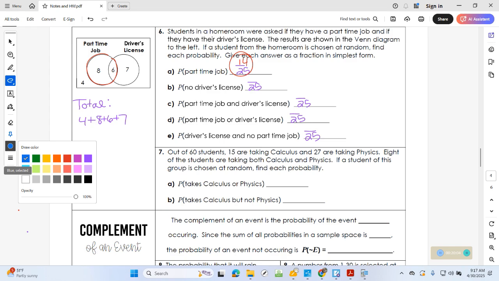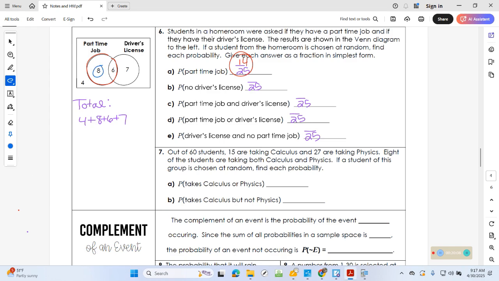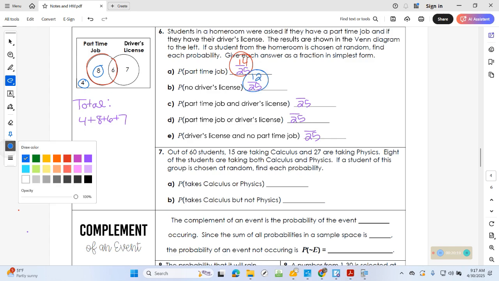How many kids do not have a driver's license? I'm with you on the 8. What else? The 4. Those are not in the driver's license circle. So what's 8 plus 4? 12. 12 over 25 does not reduce. I'm going to circle it.